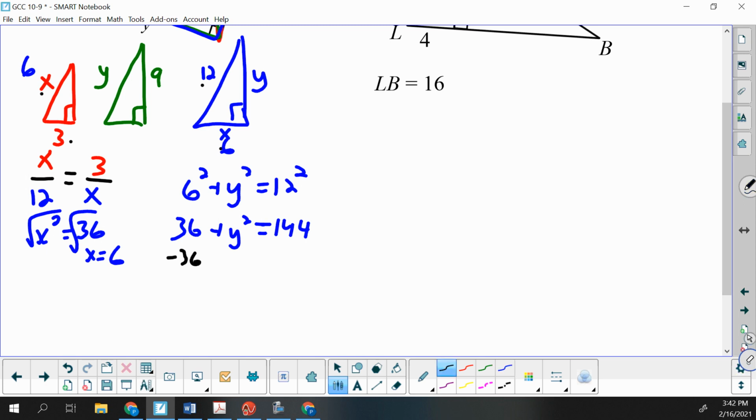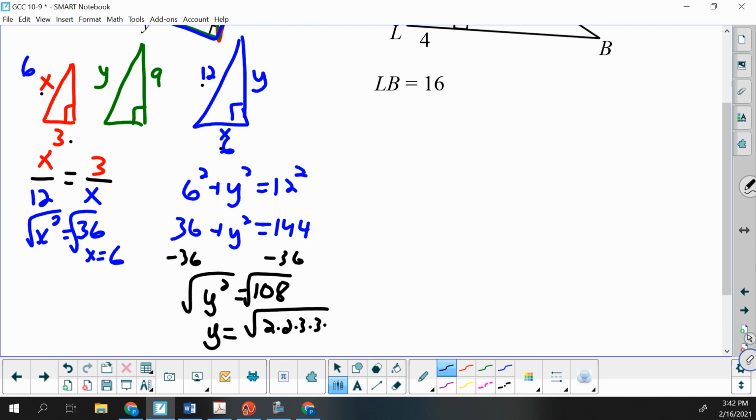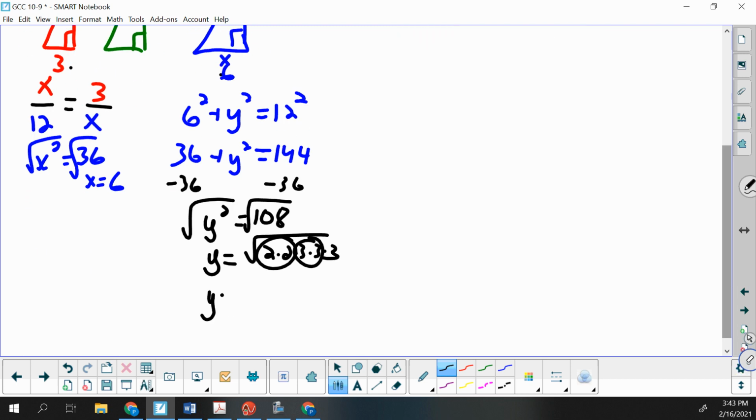If we subtract the 36 over, that'll be y squared is equal to 108. Take the square root of both sides. Square root of 108 doesn't work out nice, so we can do a factor tree. We'll get 2 times 2 times 3 times 3 times 3. So we got a pair of 2's, a pair of 3's, so one goes out front for each. 2 times 3 is 6. So we just get 6 square root of 3 for y.